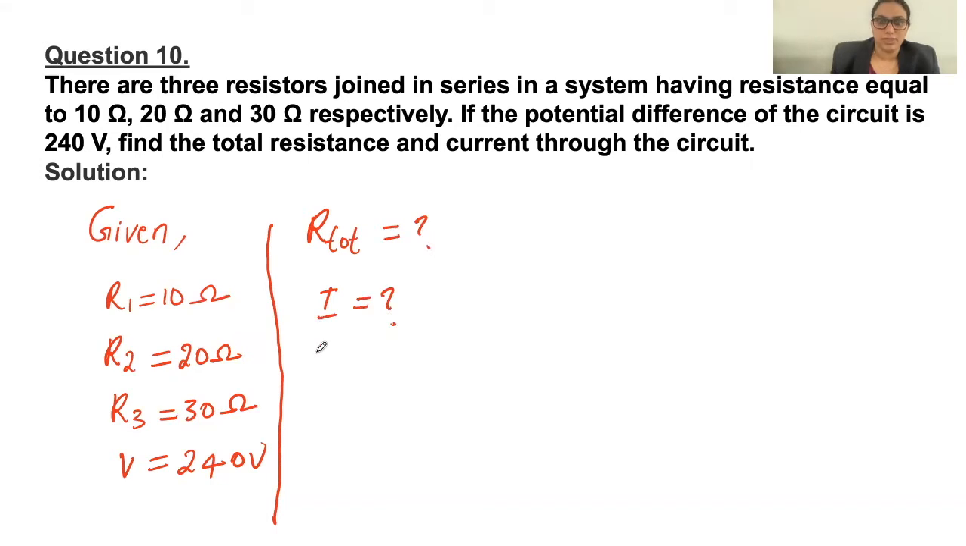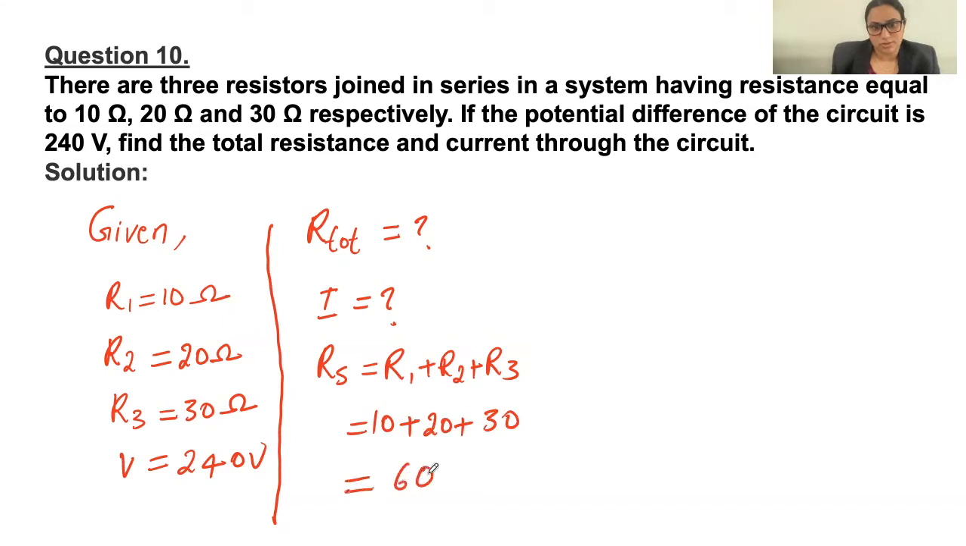How do we calculate the total resistance? We know that it is a series combination. So RS will be the sum of R1 plus R2 plus R3. So if you add all these resistors, 10 plus 20 plus 30, which gives you what? 60 ohm will be the equivalent resistance of this series circuit.